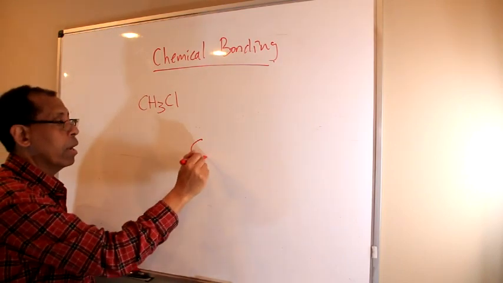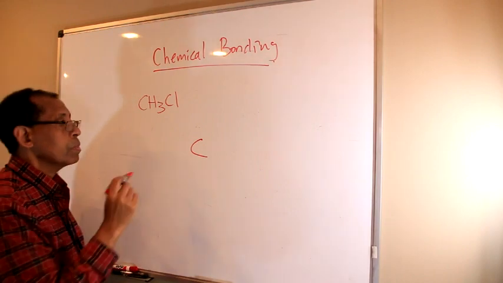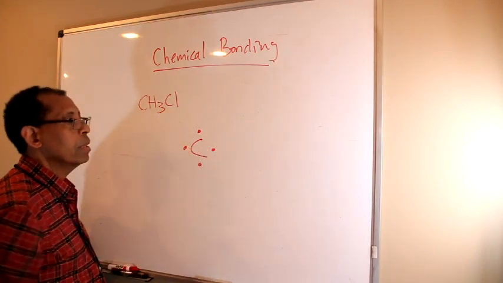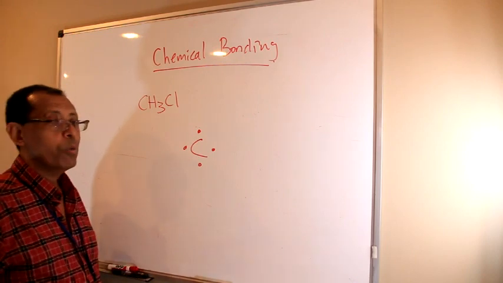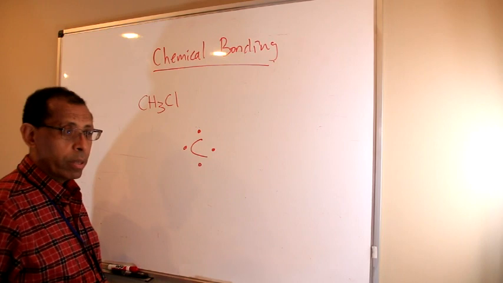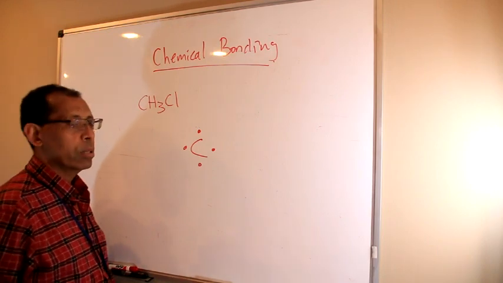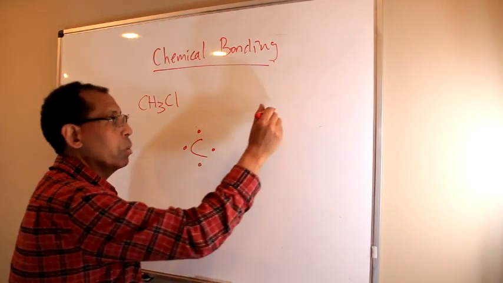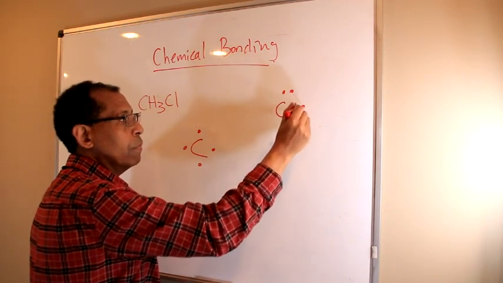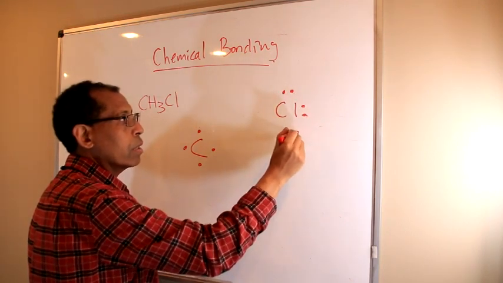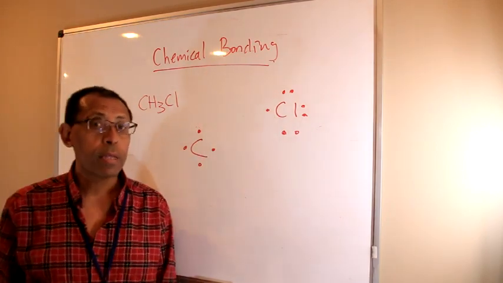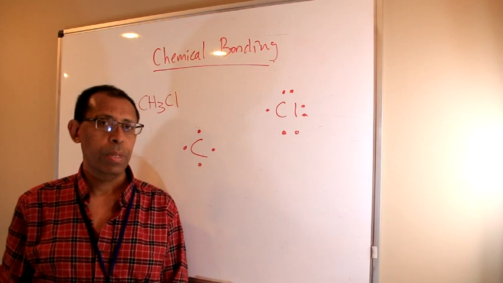So I have carbon with four valence electrons. And chlorine, if you remember chlorine, it's in group 7. Therefore, there are 7 valence electrons around chlorine. So you can check that in your periodic table. 1, 2, 3, 4, 5, 6, 7. So chlorine has 7 valence electrons.